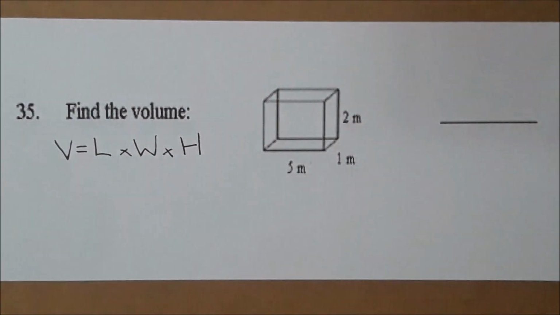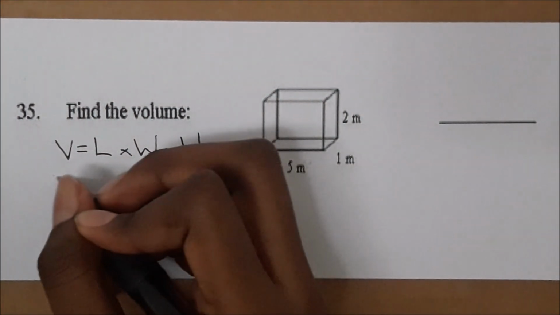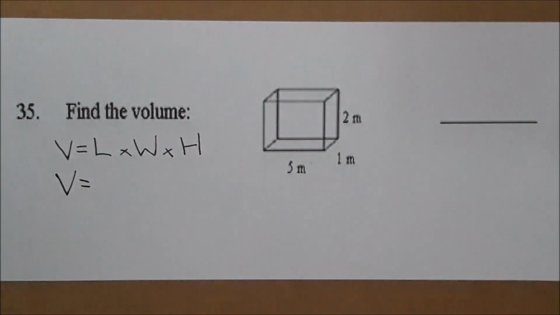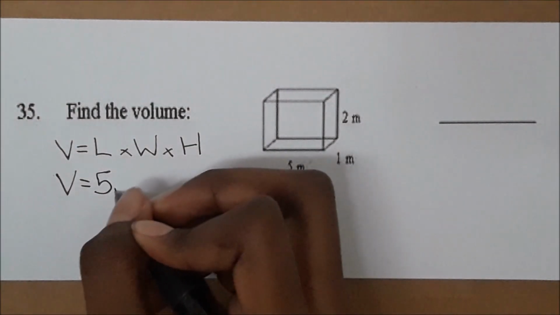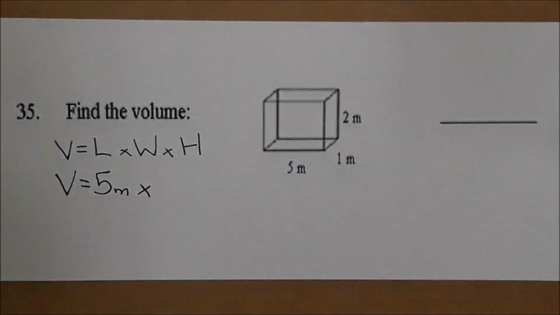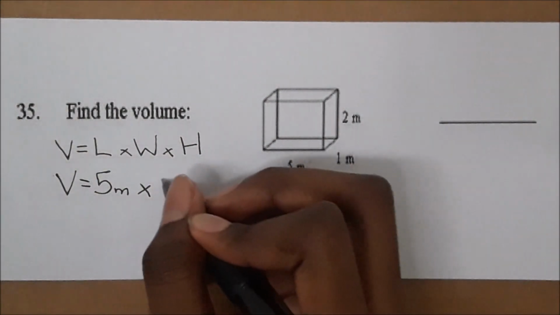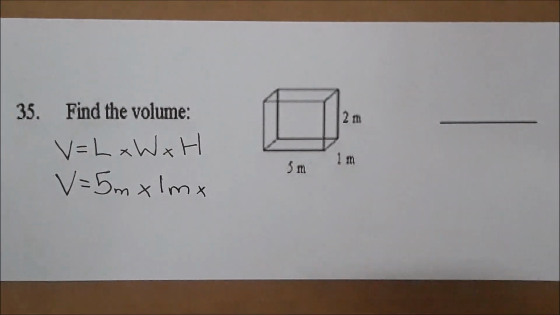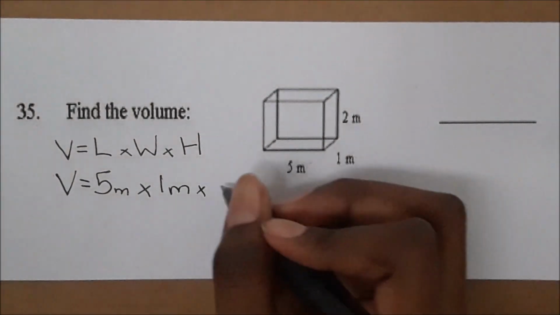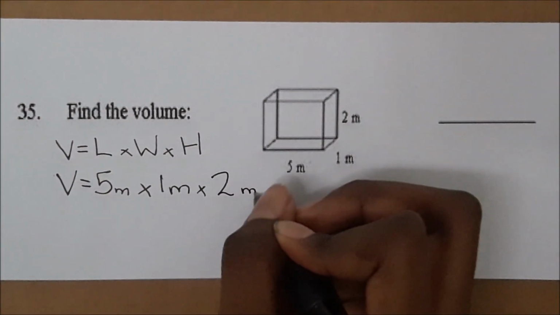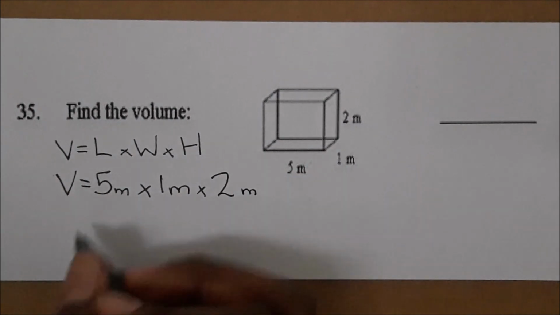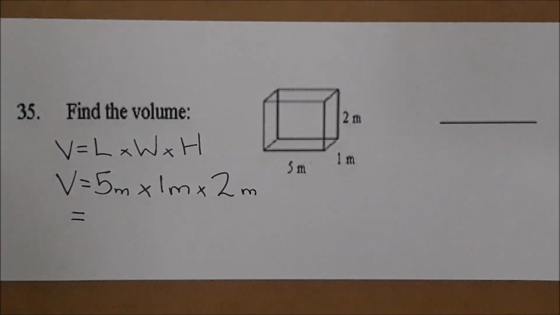Now let's put the numbers in for that. V is equal to, what's the length? 5 meters. And put 5m for meters. Times the width. 1 meter. 1m, write it. Times the height. 2 meters. Write it. Okay, equal under it. Multiply 5 times 1 times 2.